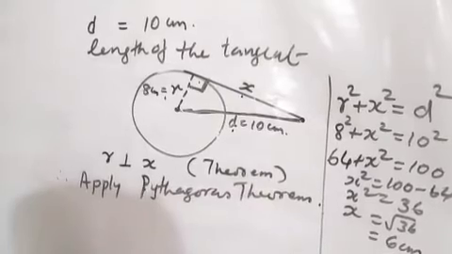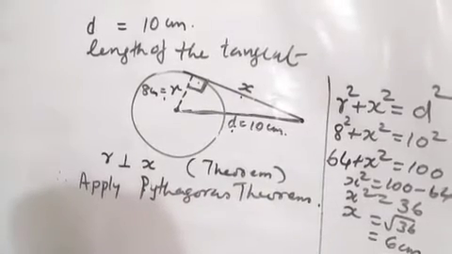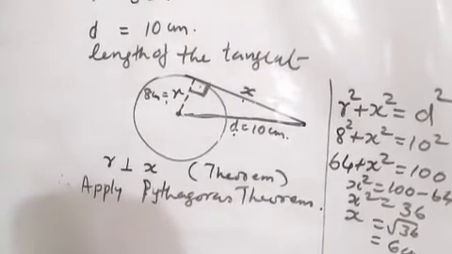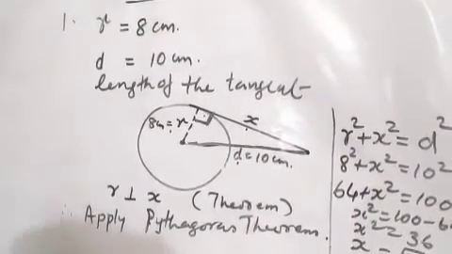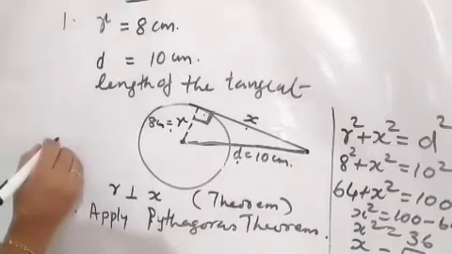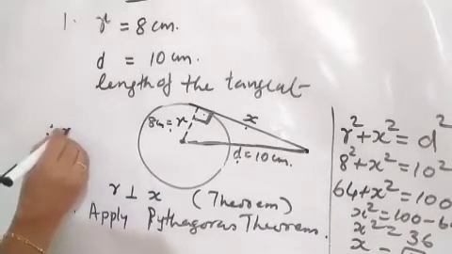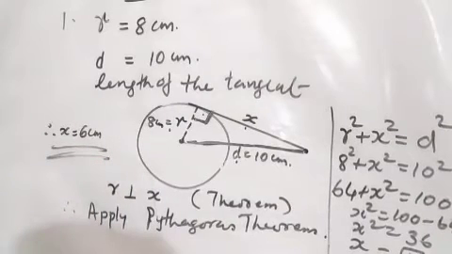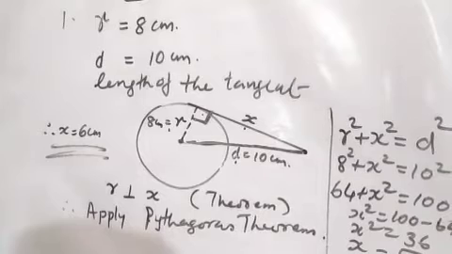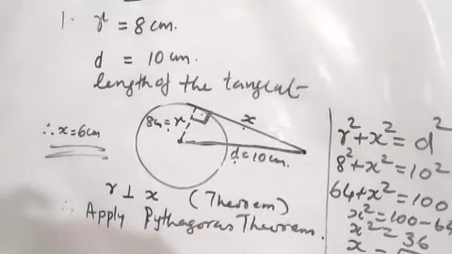Thus we obtained the value of length of the tangent. What is the length of the tangent? It's 6 centimeter. Understood? Therefore, x equal to 6 centimeter. The length of the tangent is 6 centimeter. Okay, write it in your notebook. Now let us do the second problem.